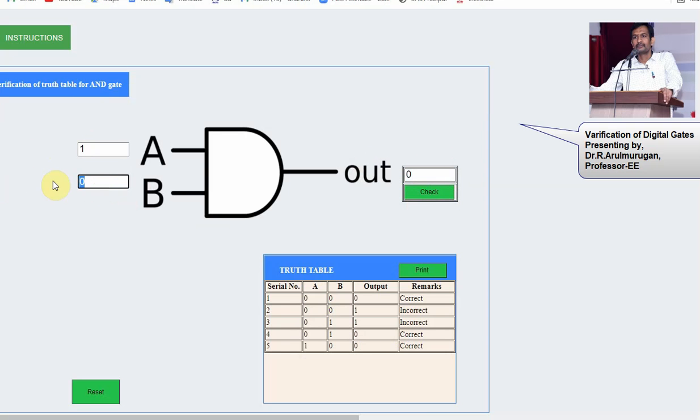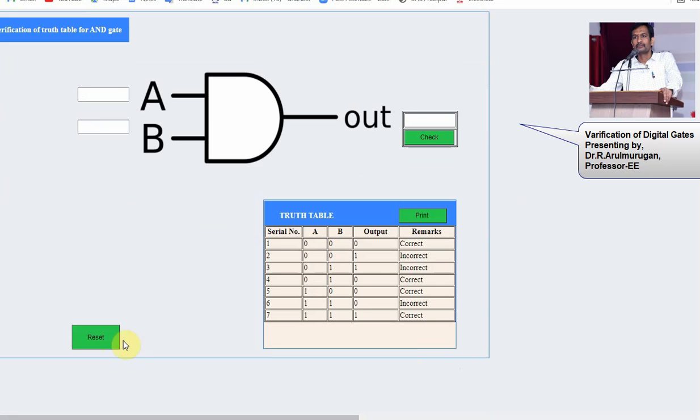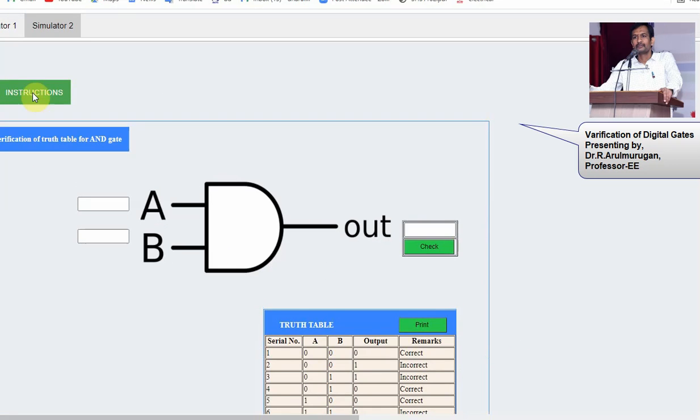Then 1, 1 you can give. If the output is 0, is it correct? No, incorrect. If 1, 1, the output is 1. Check it. So it's a correct statement. Okay, so reset. Erase it here. This is the truth table.